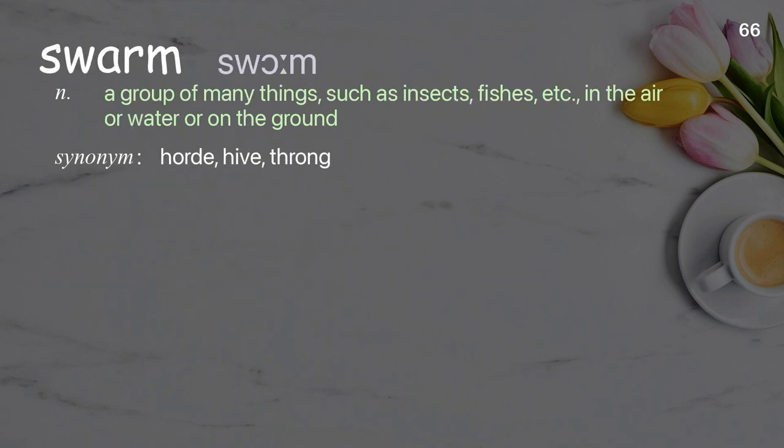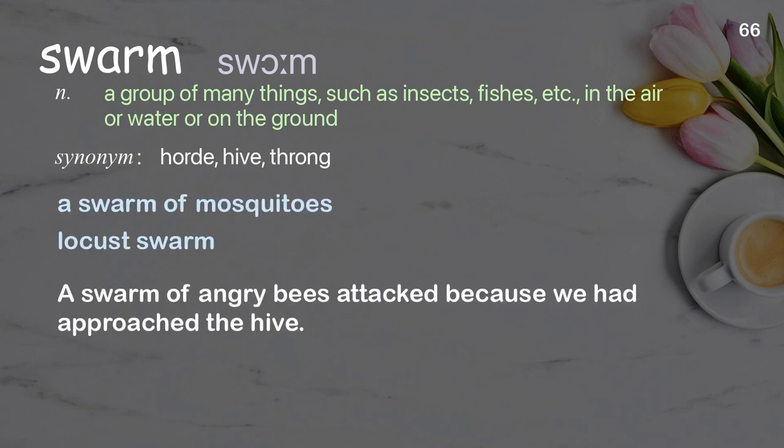Swarm. A group of many things, such as insects, fishes, etc., in the air or water or on the ground. Examples: a swarm of mosquitoes, locust swarm. A swarm of angry bees attacked because we had approached the hive.